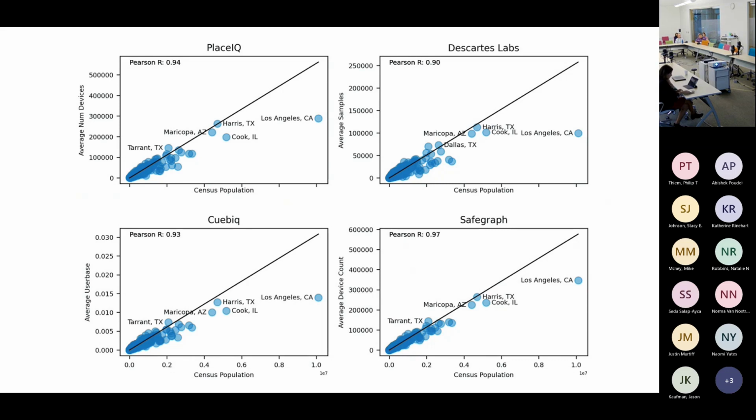So we can see that there is a lot going on in larger metropolitan areas. The data for large metropolitan areas such as Los Angeles, Chicago, which is Cook County, and Houston, Harris County, Texas, there are some issues.